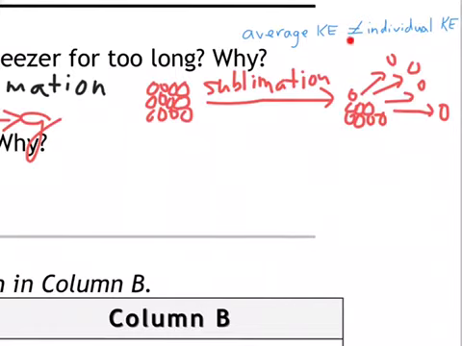So average kinetic energy is not the same thing as individual kinetic energy, and even though the entire substance may have an average kinetic energy of less than 0, an individual particle can have an energy more than that and can become a vapor. And that process over a long period of time can result in a noticeable loss of solid to the vapor state. And that process is called sublimation.